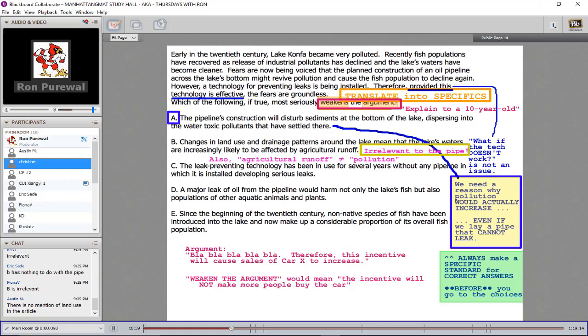Other choices, the C is specifically irrelevant because of these words. Make sure that you know this, guys. If you say if blah, blah, blah, or provided blah, blah, blah, or given blah, blah, blah, then instantly any sort of objection to those things is irrelevant.